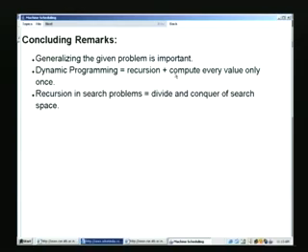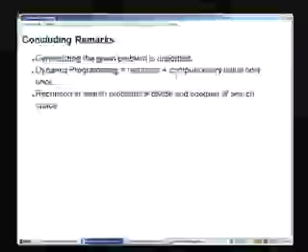Finally, I would like to draw your attention to recursion itself and point out that when we use recursion in any search problems, it can be thought of as a divide and conquer of the search space. So, with that, I will conclude this lecture.